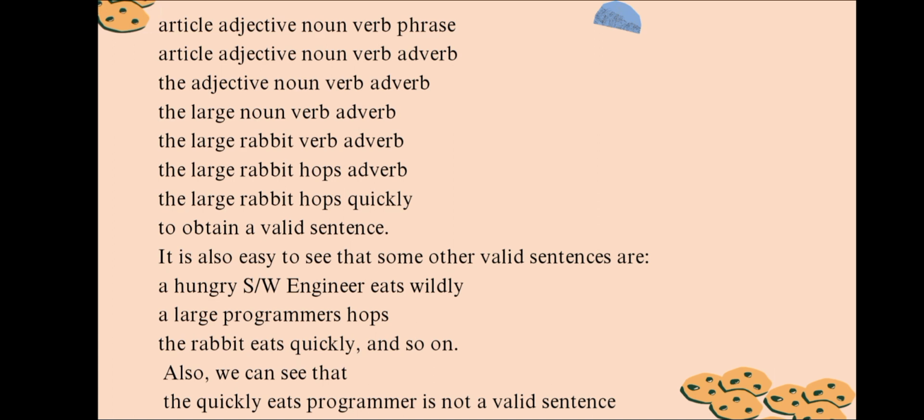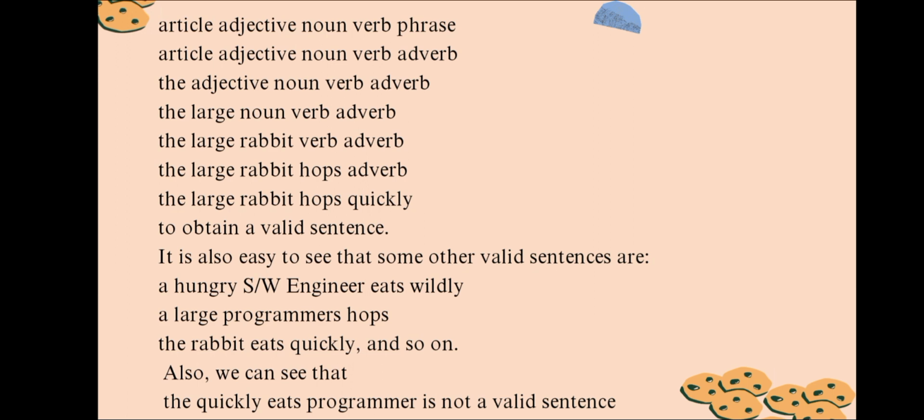Article, adjective, noun, verb phrase. Article, adjective, noun, verb, adverb. The adjective, noun, verb, adverb. The large rabbit, verb, adverb. The large rabbit hops, adverb. The large rabbit hops quickly, to obtain a valid sentence.